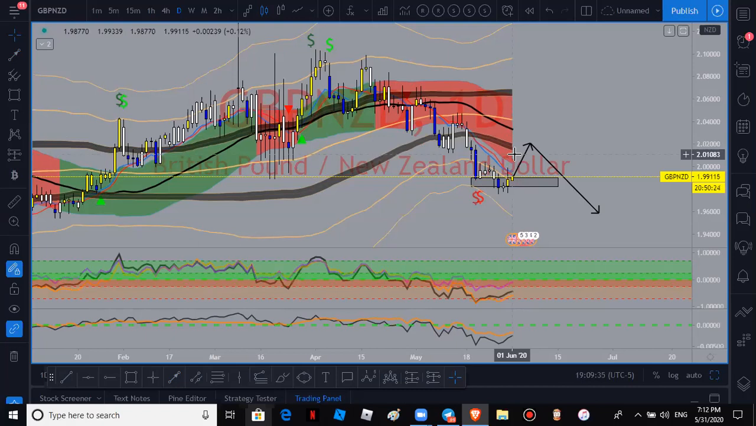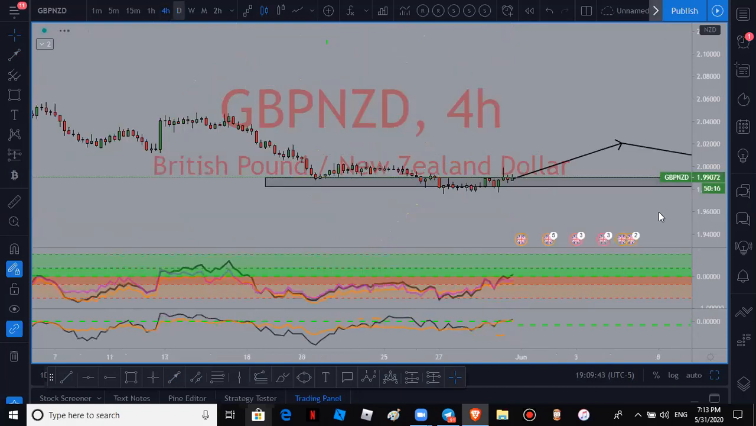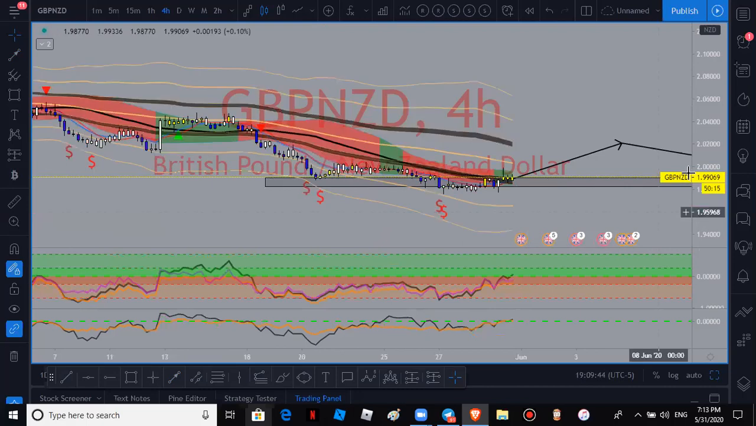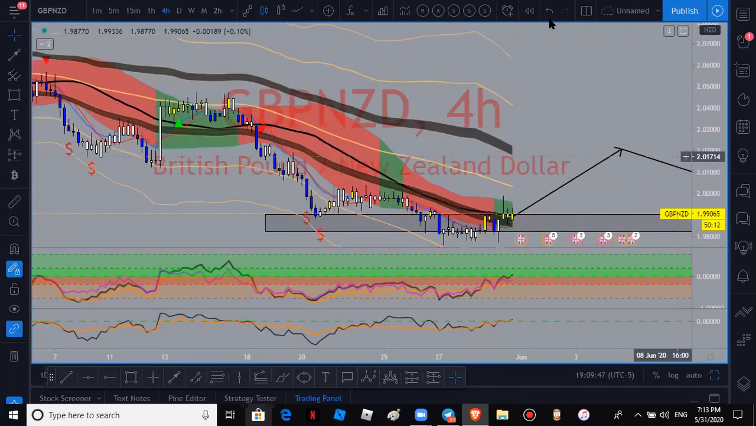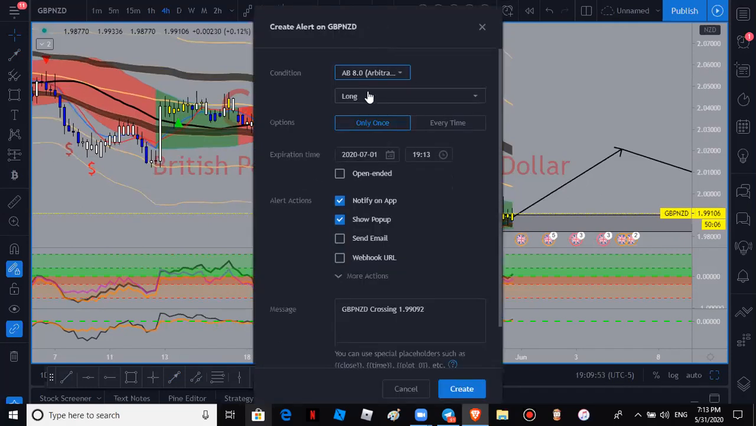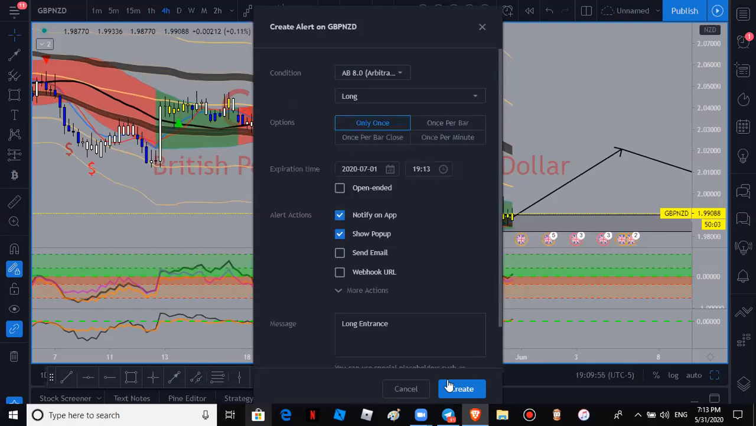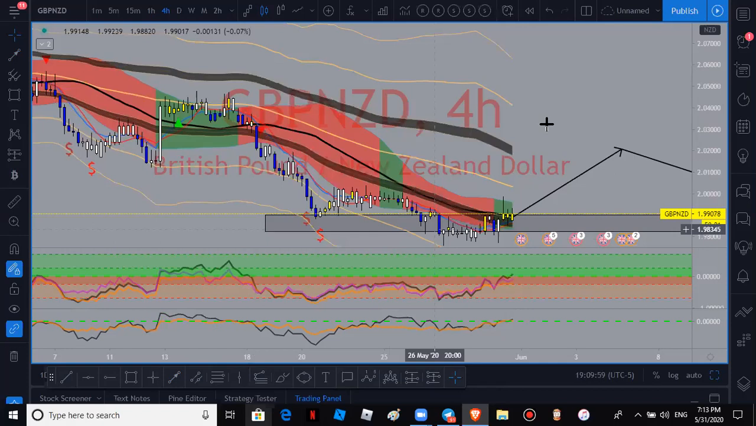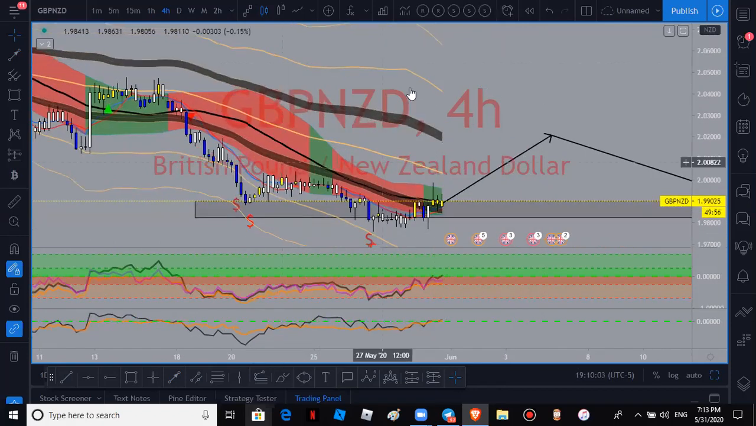So, any questions on GN? Like I said, the 1 hour time frame has already played out, so I'm mostly looking at the 4 hour. The 4 hour really looks good for a potential buy. I'm actually going to set this up. AB 8.0. Long entry, yep. Then create. Because like I said, this does look good for a buy. So if this calls for a buy, I'll take a look and see what it looks like, maybe I'll get in.